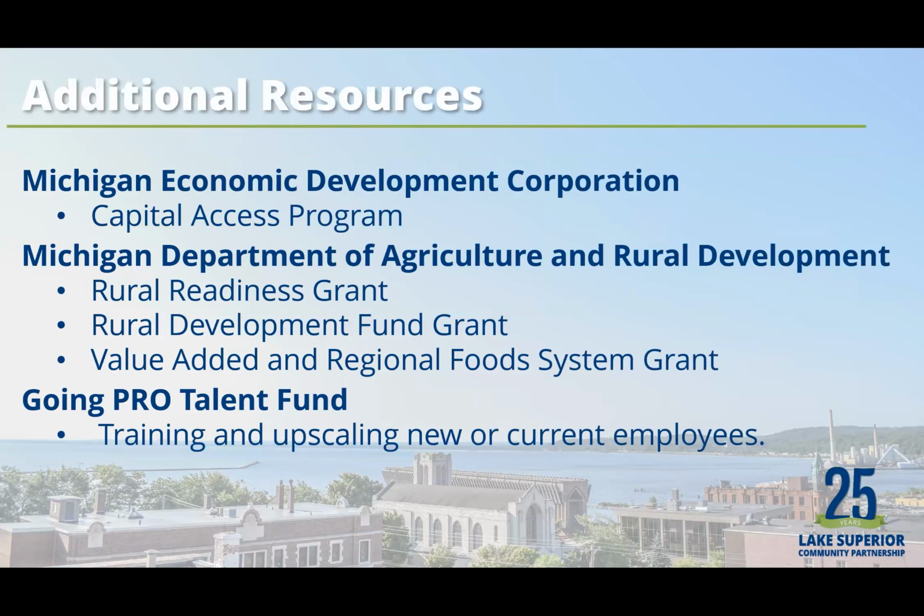And depending on what you need for further funding, resources such as the Michigan Economic Development Corporation, like I mentioned earlier, MDARD, which is the Michigan Department of Agricultural and Rural Development, and LEO, which is the Labor and Economic Opportunity, can provide targeted funding opportunities such as capital access, and the Going Pro Talent Fund, which is a reimbursement fund to help train current or newly hired employees in your industry.